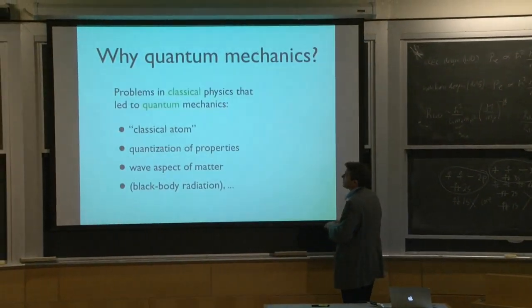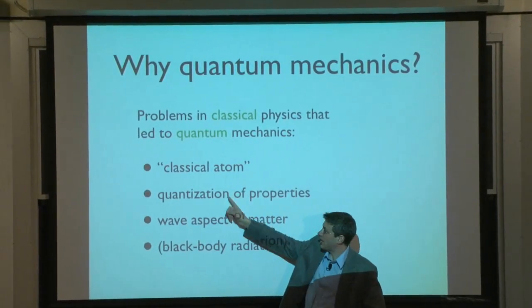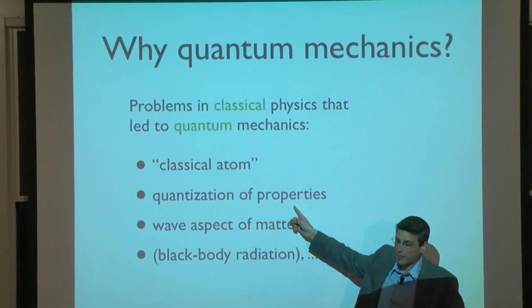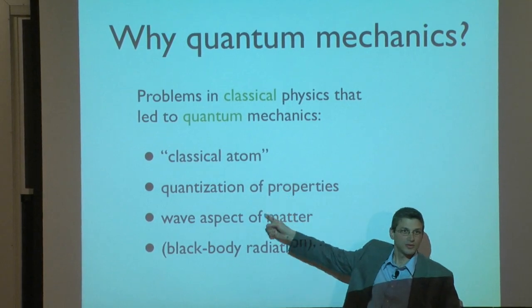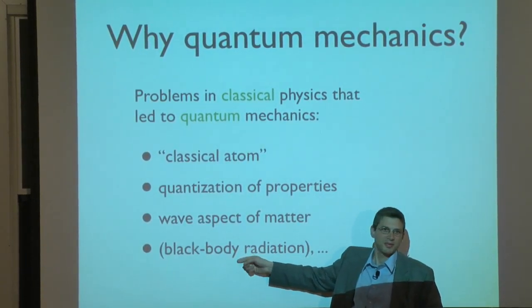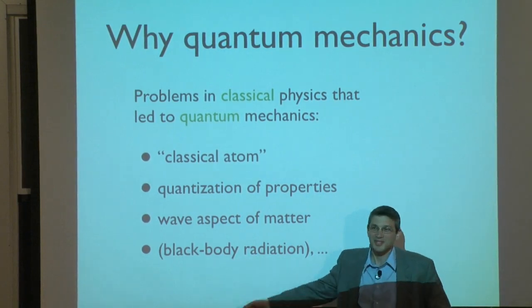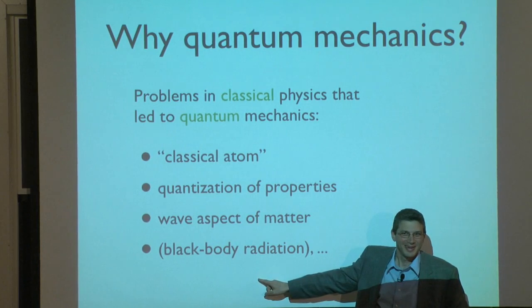Some of the problems that led to the need to develop a new theory were the classical atom, the quantization of properties, the wave aspect of matter. We'll talk about those. And then black body radiation, which I won't talk about, but that's a really cool one because of the word they used to describe the failure. How many people know what I'm talking about?